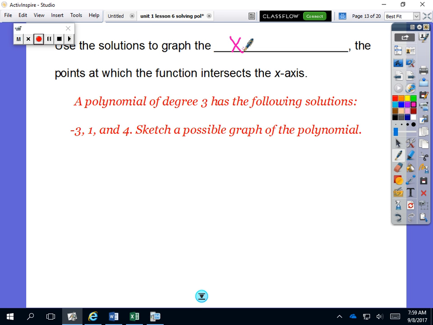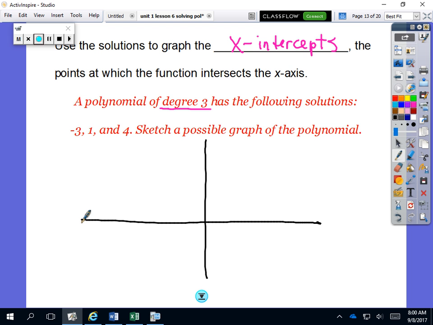Or to use the solutions to graph an equation, use the solutions to graph the x-intercepts. So a polynomial of degree 3, so we know it's degree 3, it's cubic. It could have at most 3 roots and 2 turning points. It doesn't say whether it's positive or negative, so we don't know where the end behavior goes. So we're just going to wing it here.